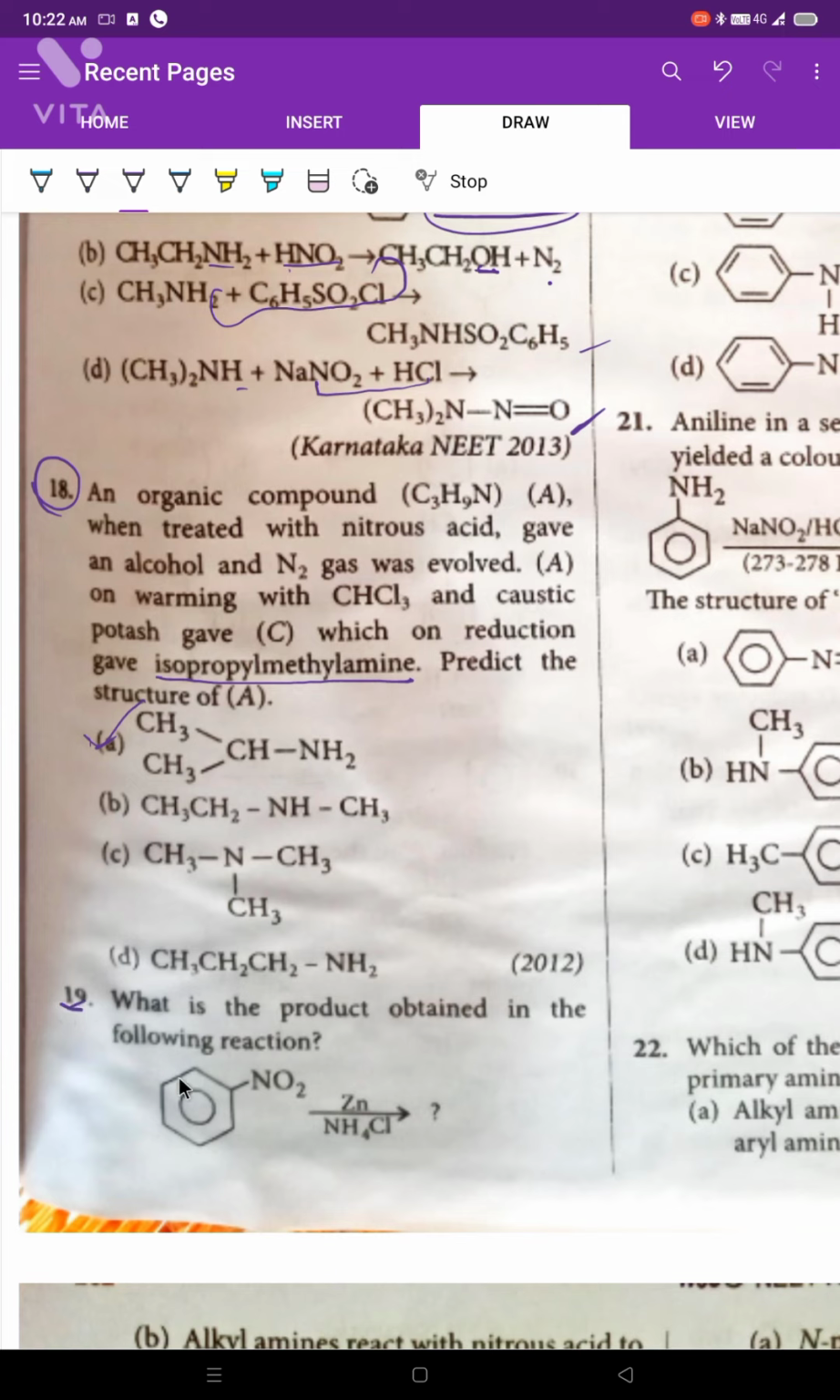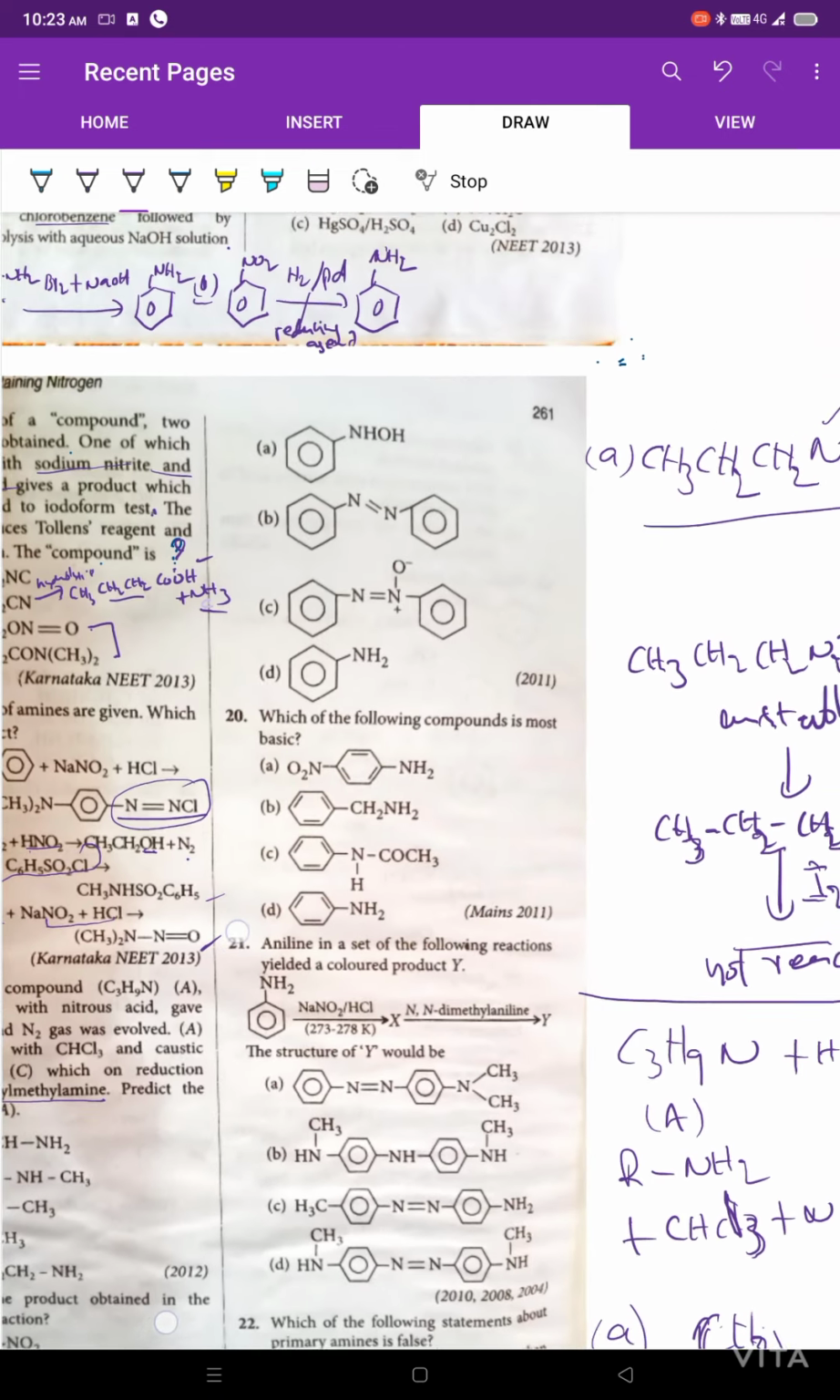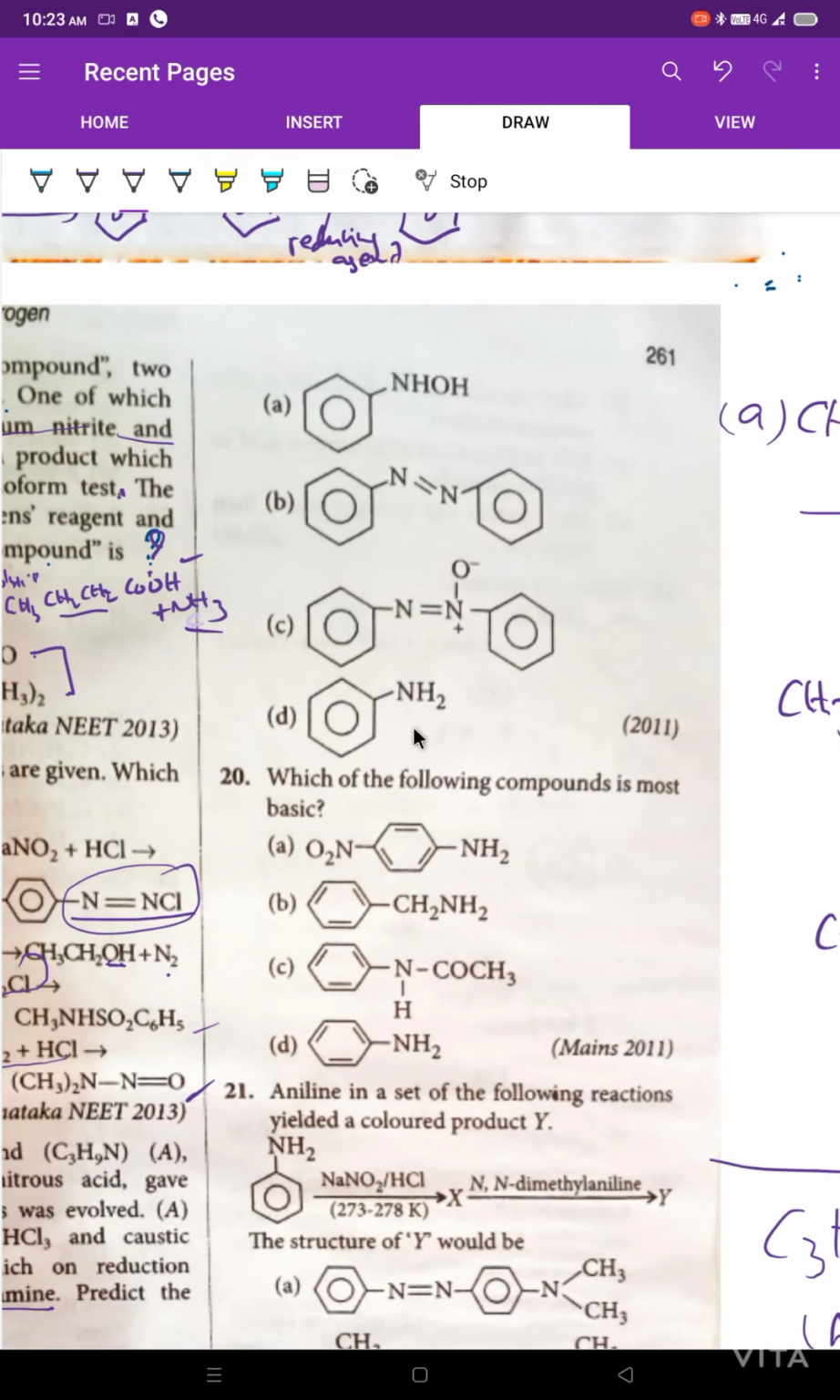What is the product obtained in the following reaction? Zinc in the presence of ammonium chloride, you can get the product is this one. Option A is the correct one. This is easy to remember: hydroxylamine, NHOH.